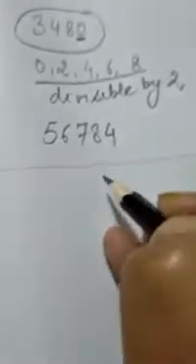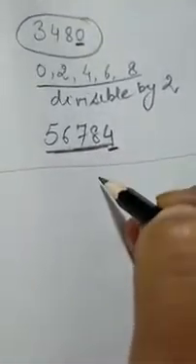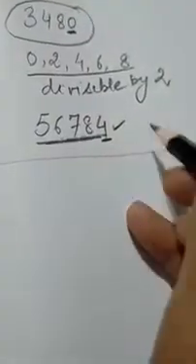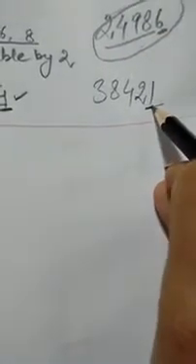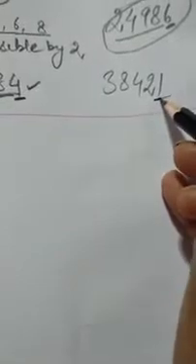If there is one more number, this number 56,784, this ends with 4. Yes, so it is divisible by 2. This number ends with 6, so it is divisible by 2. Yes. This number ends with 1, so this number is not divisible by 2. Why? Because it is ending with 1. It is not ending with 0, 2, 4, 6, 8.